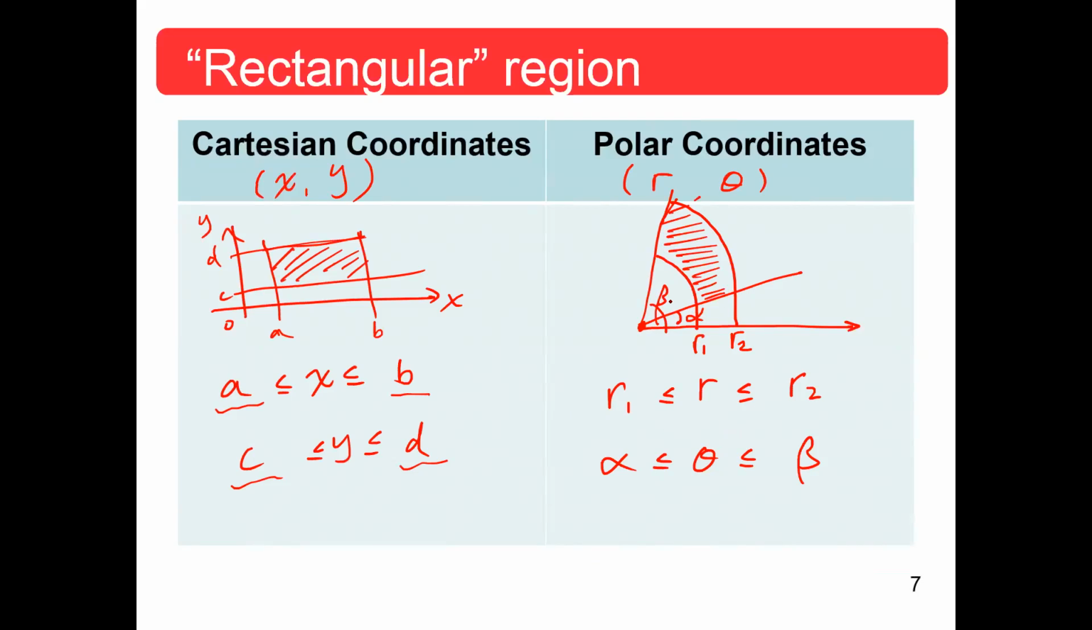So the region R is the rectangular region in polar coordinates. This is also called a polar sector. Okay, polar sector. So it's kind of like a fan, right? Part of the fan. Okay, fan shaped. So the polar sector is the rectangular region in the polar system.